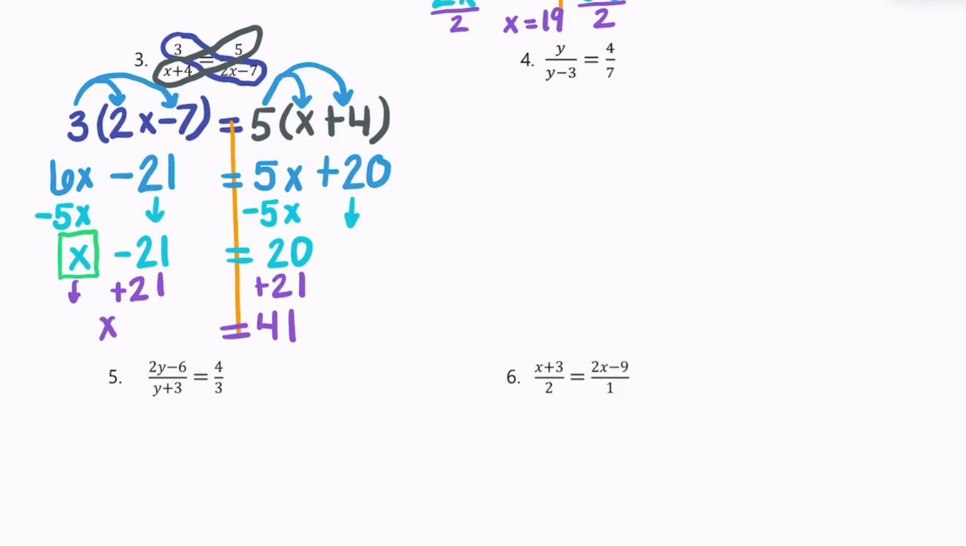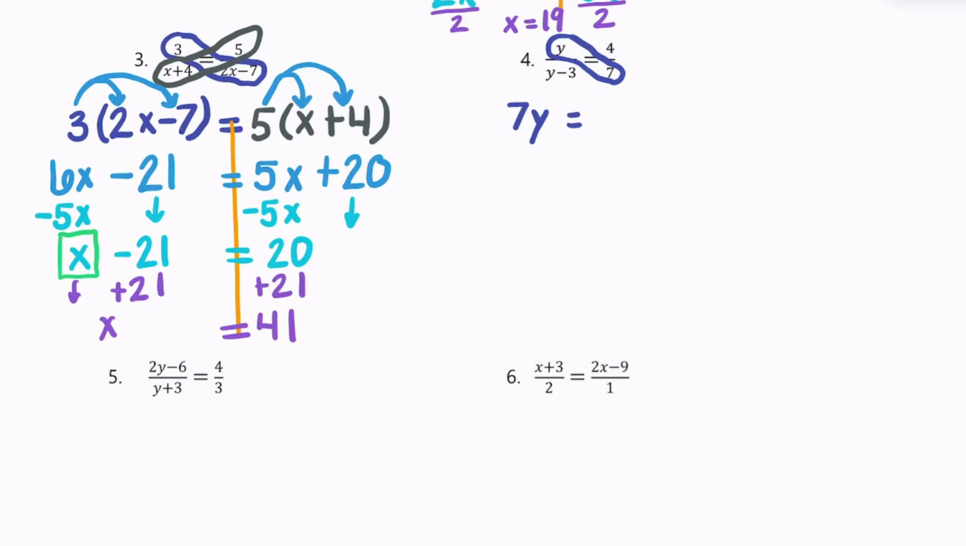All right, moving right along to number 4. So we see we are ready to cross multiply. We have a fraction equals a fraction. So I'm going to draw one set of wings, y times 7. It's best to write the coefficient in front, so we're going to write 7y.